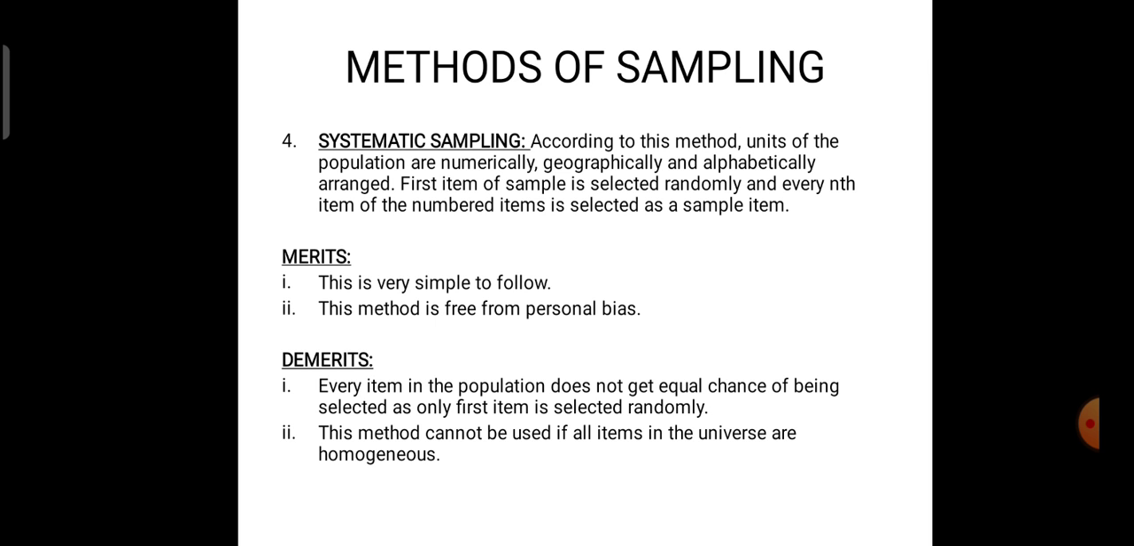The second is, this method cannot be used if all items in the universe are homogeneous. If all the items are homogeneous, it will not be possible to arrange them in a particular order. For example, if the names of the items of the universe are same or the numbers are same, how can we arrange them in a systematic manner? So this method cannot work in that condition.